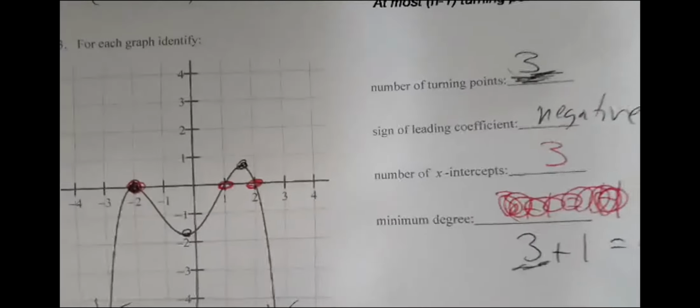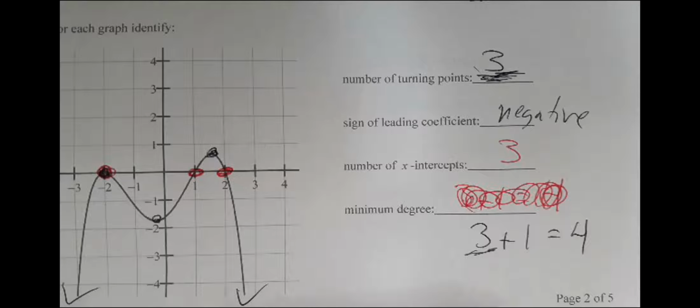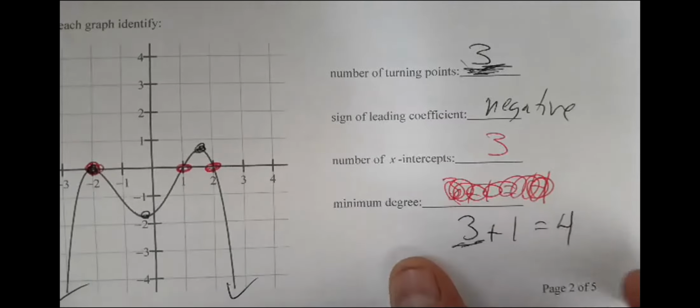But look, I got 1, 2, 3 solutions. I need at least a degree 3. Well, at least I need a degree 4 here because it has 3 turning points. So what is that telling me? I'm expecting 4 solutions because it's a degree 4, but I'm only getting 3 of them that are real. Oh, I don't know what that other one must be.